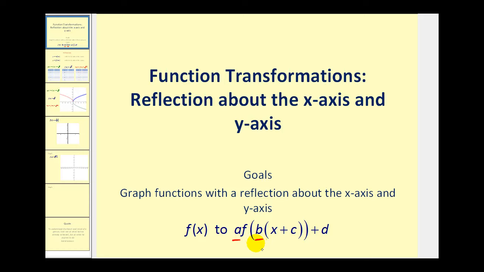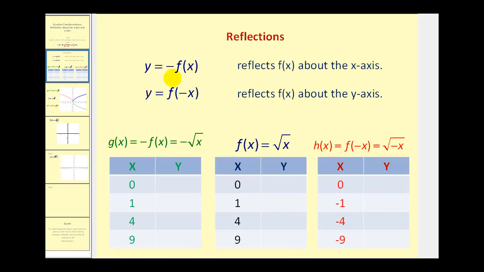Even though we have talked about vertical and horizontal stretches and compressions, we haven't talked about what happens when we change the sign of a and b. Y equals negative f of x reflects f of x about the x-axis. Remember, f of x is equal to y. So if we change the sign of the y-coordinates, that would reflect the graph about the x-axis.